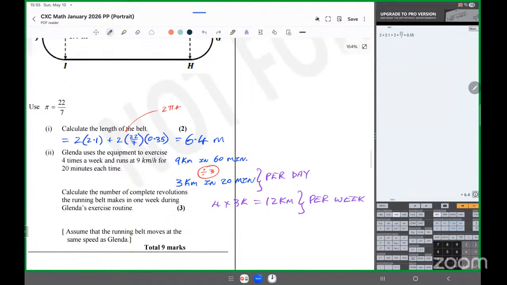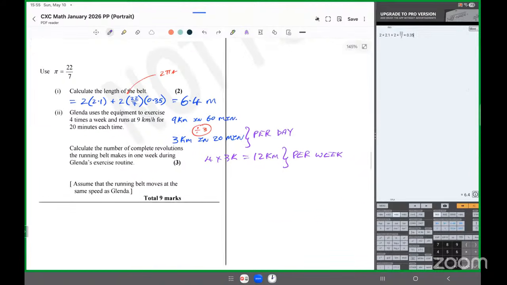And so watch this now. The key thing is that the belt is in meters, guys. So we're going to have to convert this 12 kilometers into meters, so we can divide it by the length of the belt to know the number of revolutions. The total distance run is 12 kilometers, but the length of the belt is 6.4 meters. So we have to know how much 12 kilometers is in meters, because we cannot divide two different units.